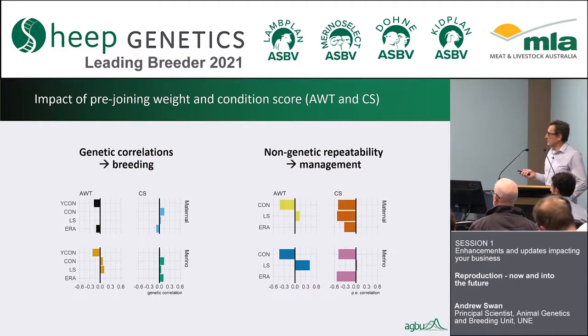That's the side of the equation that you deal with management, and then these are the relationships that are relevant to breeding. But the important point here is that we disentangle these effects to make the breeding values as accurate as we can.